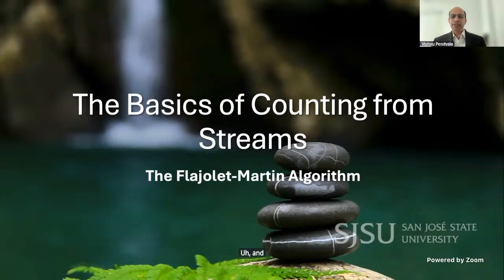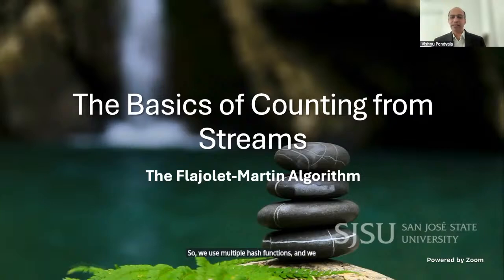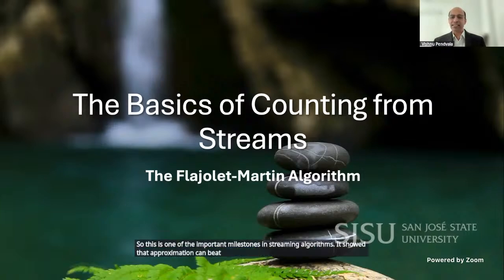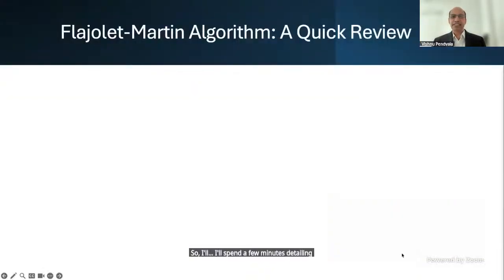And of course, we need to average over multiple hash functions because we cannot trust any single hash function. So we use multiple hash functions and we average it out. And we surprisingly get an accurate estimate of the cardinality using just a few bytes. So this is one of the important milestones in streaming algorithms. It showed that approximation can beat exactness when resources are tight. So I'll spend a few minutes detailing it.